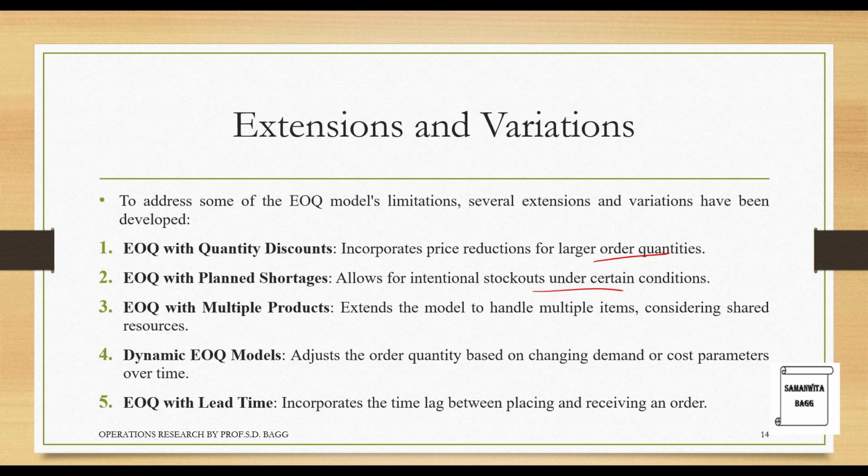EOQ with multiple products extends the model to handle multiple items considering shared resources. So this is again a very beautiful model where you can have multiple products that are present in your company and they can be handled simultaneously. Dynamic EOQ models adjust the order quantity based on changing demand or cost parameters over time. So this is again a very realistic type of model where you are talking about the current market scenario and then deciding on your economic order quantity.